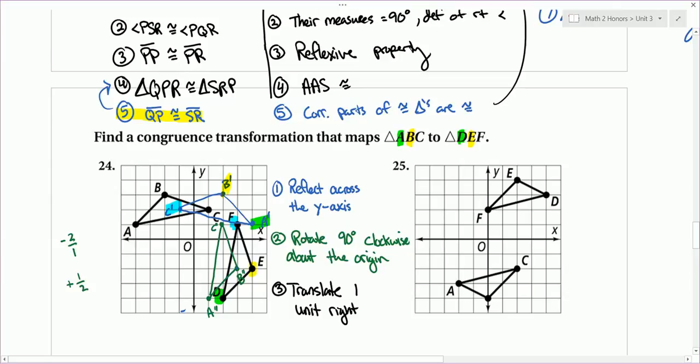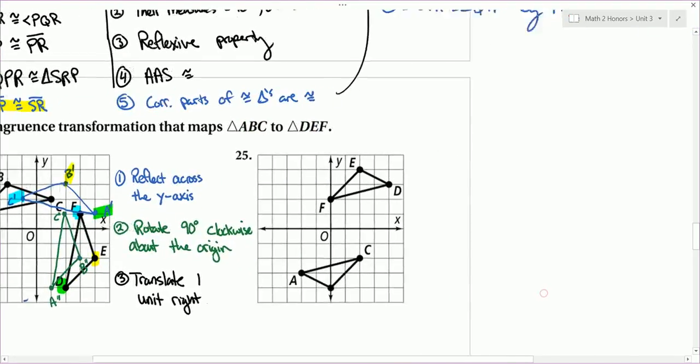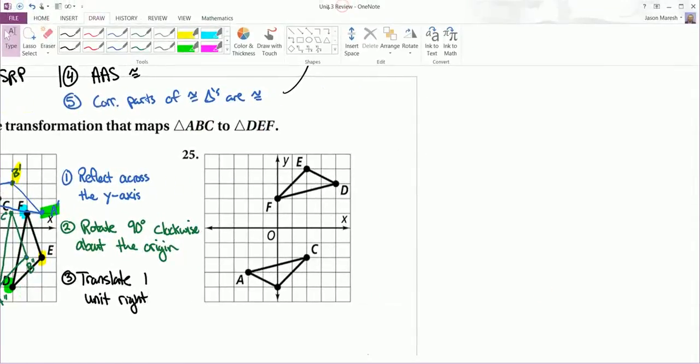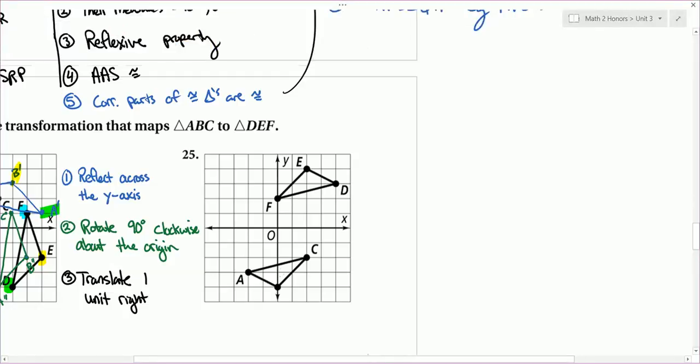And those are the 3 steps we need to do to find that congruence transformation that maps triangle ABC to DEF on number 24. On number 25, one way to go about this is, first step, reflect across the, doesn't matter, let's do the y-axis first. I'm going to end up doing both.